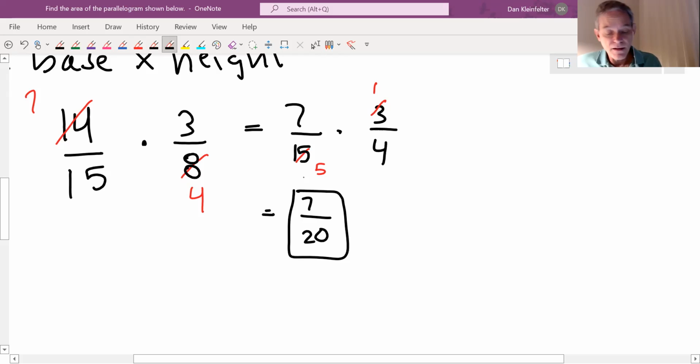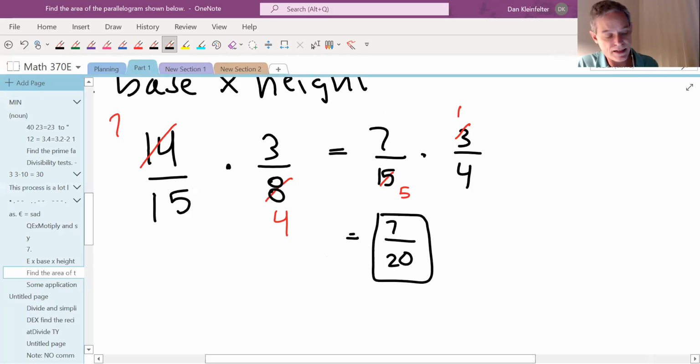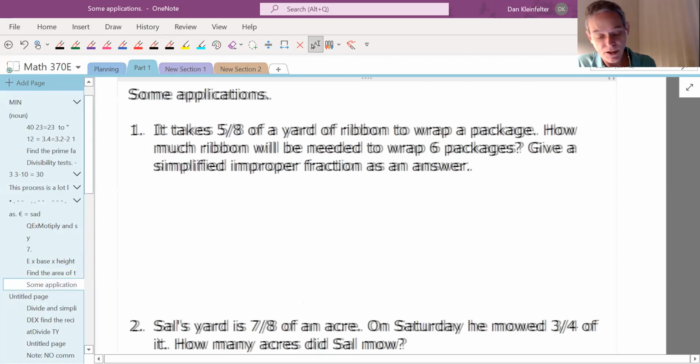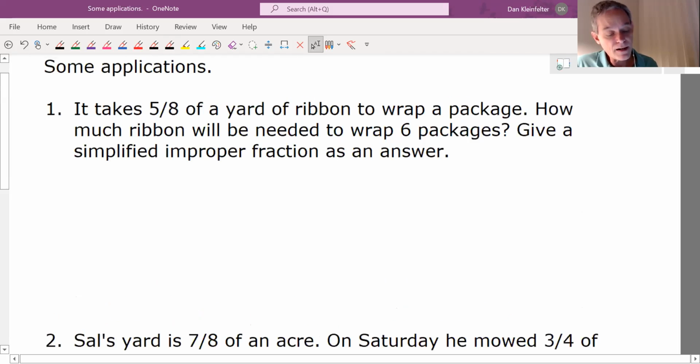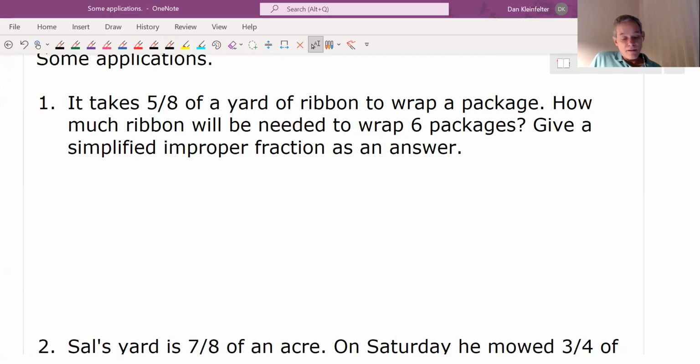Okay. So now we want to move on to some text examples, that is written problems, story problems. So let's try that next. So here it says it takes 5/8 of a yard of ribbon to wrap a package. We want to know how much ribbon will be needed to wrap 6 packages. We're to give a simplified fraction, improper fraction as an answer.